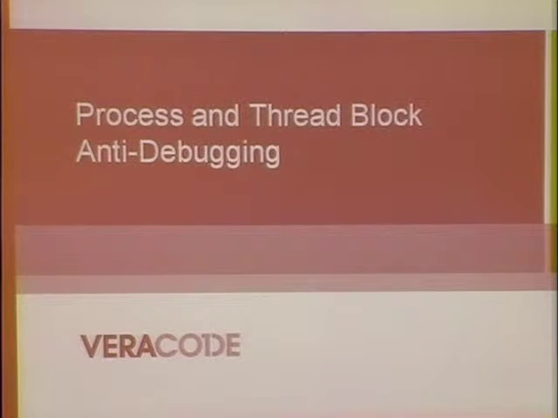All right, so that was the exception ones. Again, those are conceptually a little bit more difficult to understand because you have to understand exceptions, which is a little bit more difficult to understand in general. Any questions on those ones before we jump into the process and thread block ones? Cool, because I'm running low on time.